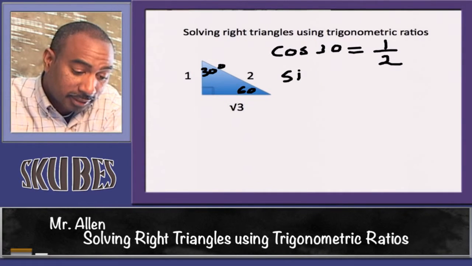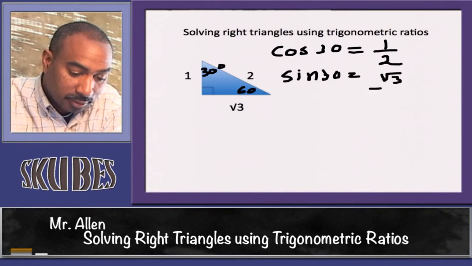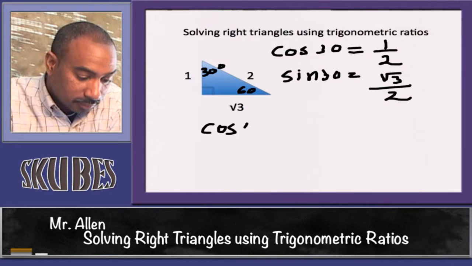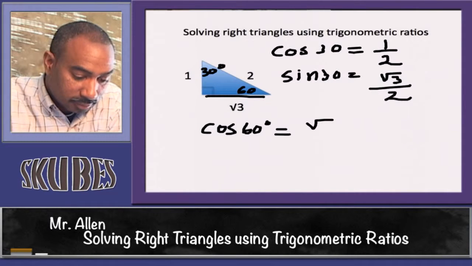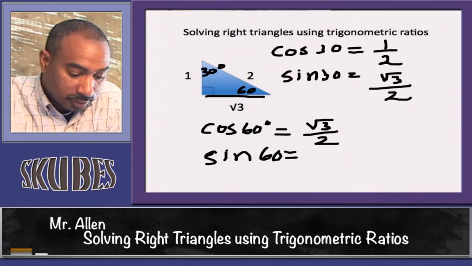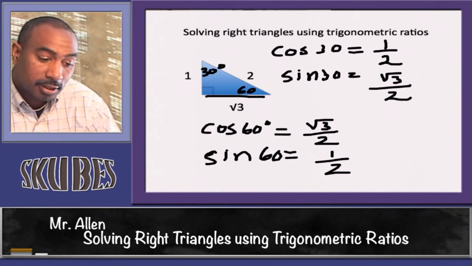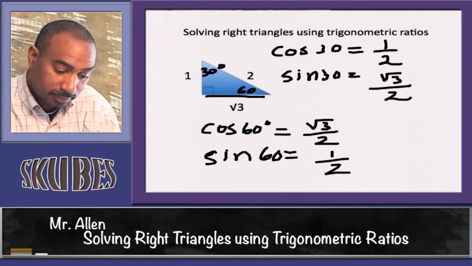If I wanted the sine of 30, that's going to be the opposite, square root of 3 over hypotenuse. If I wanted the cosine of 60 degrees, then we're going to say adjacent over hypotenuse. If I wanted the sine of 60, then I would say opposite over hypotenuse. So we're going to use these values to solve some of these trig problems.